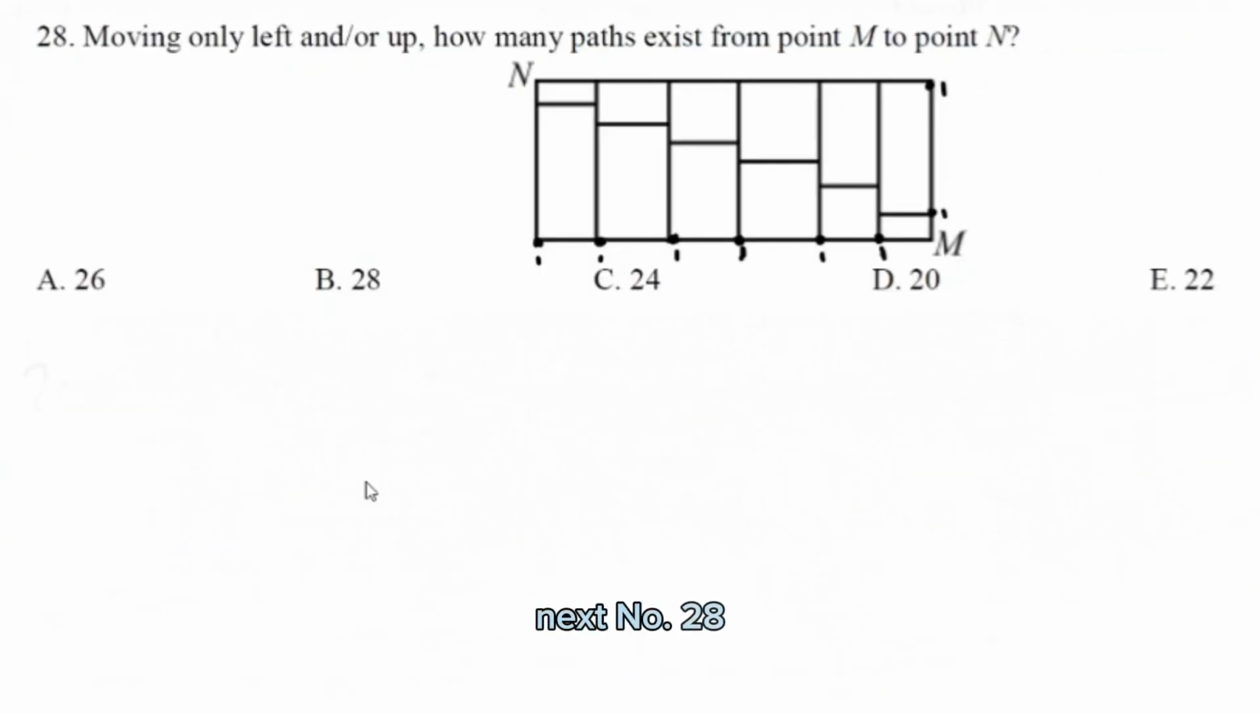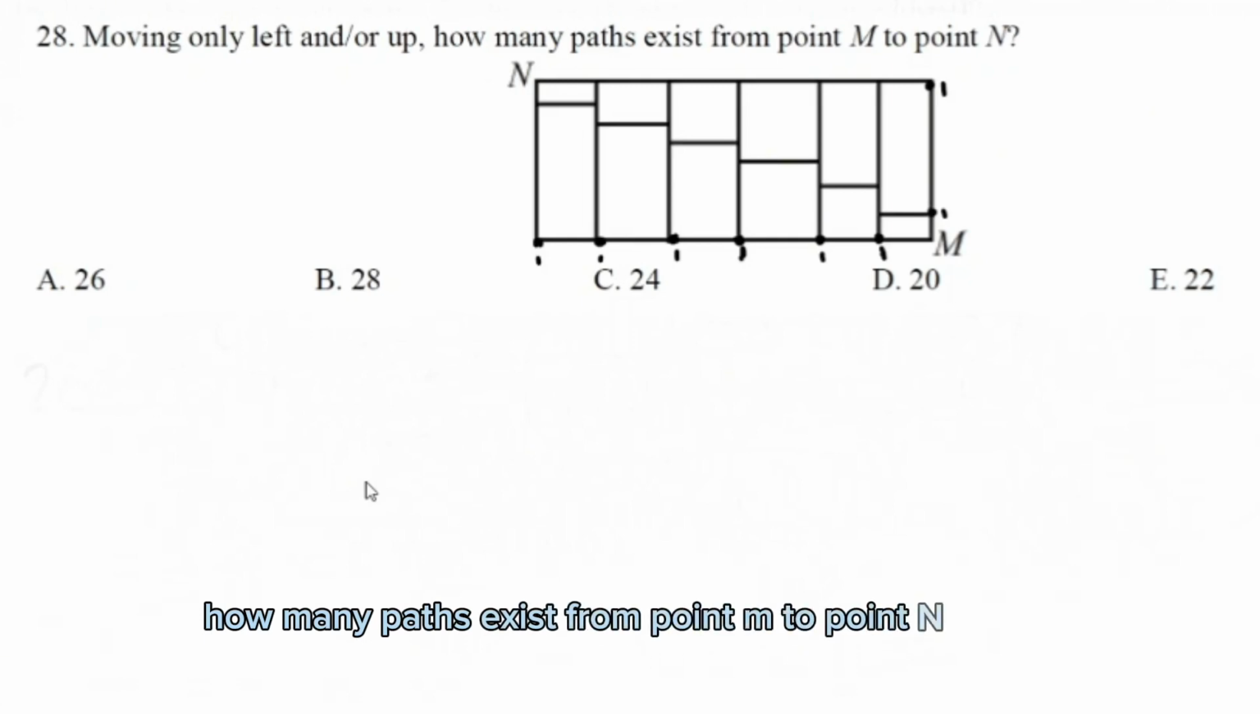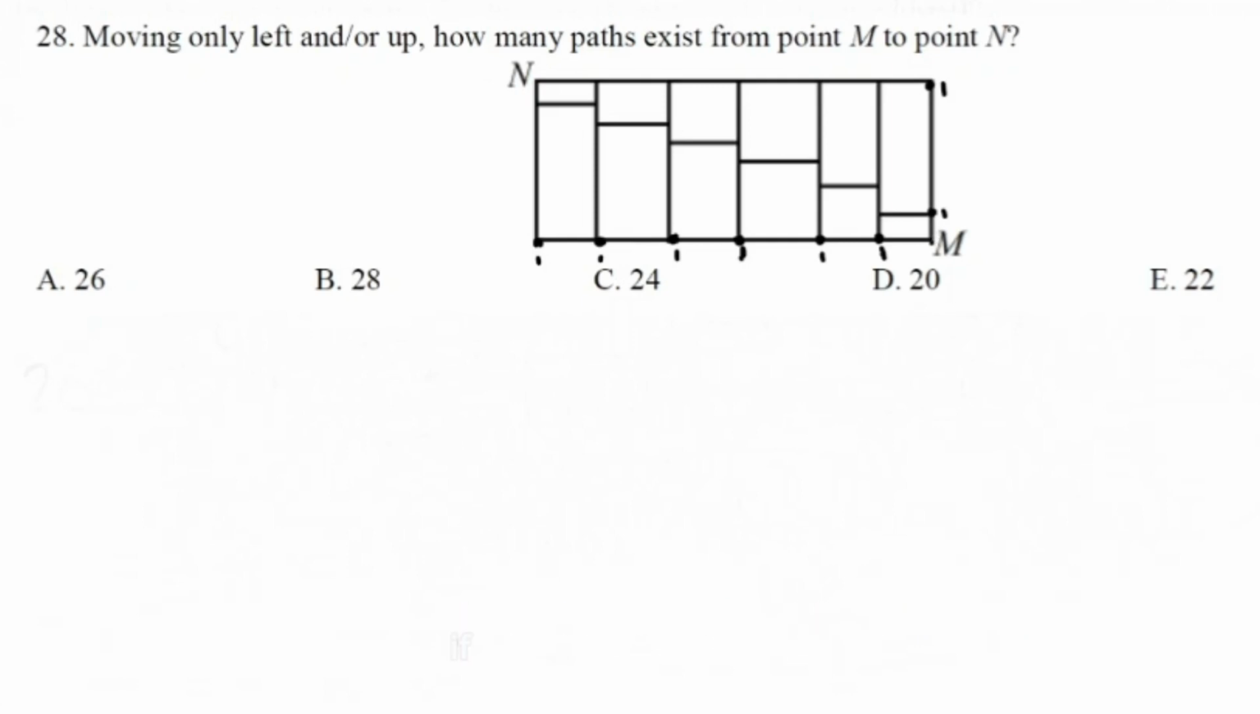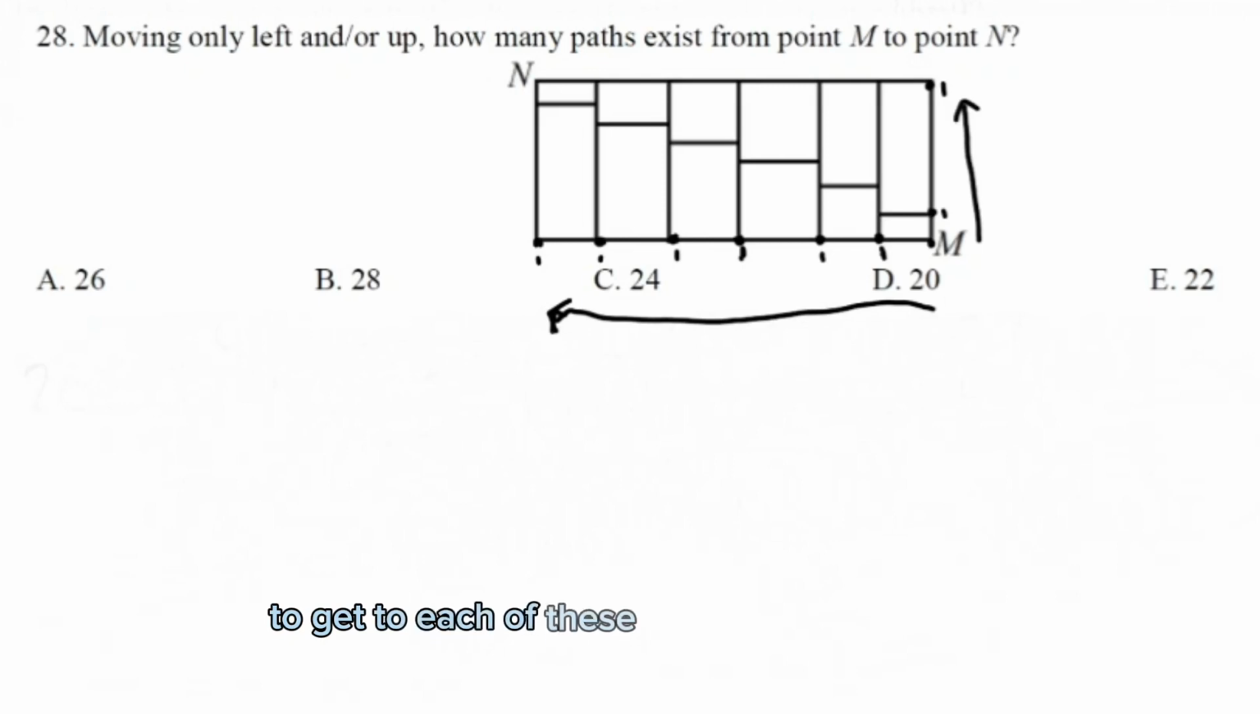Next, number 28. Moving only left and or up, how many paths exist from point M to point N? Alright, so at each of these points right here where two lines intersect, from M, if we go directly up, and if we go directly left, there's only one way to get to each of these points on these sides. However, the number of ways gets bigger as we go up this diagonal in the middle. So let's do this. We're going to start at this point. There are two ways to get here because there's one way from this side and one way from this side. So two ways. And since you can only go up from here, there's also two ways to get there.